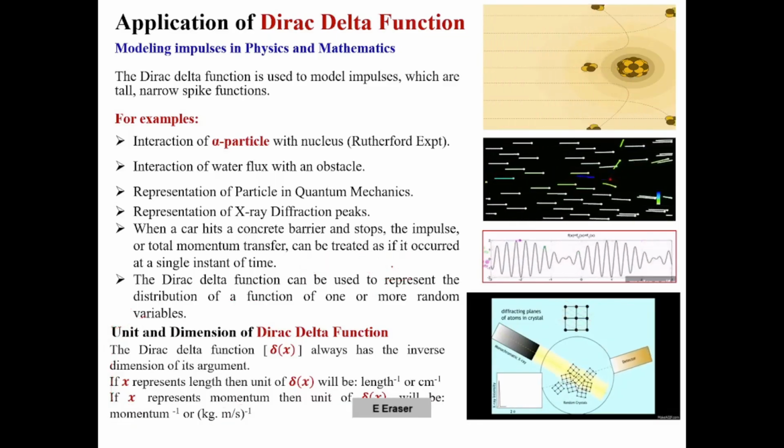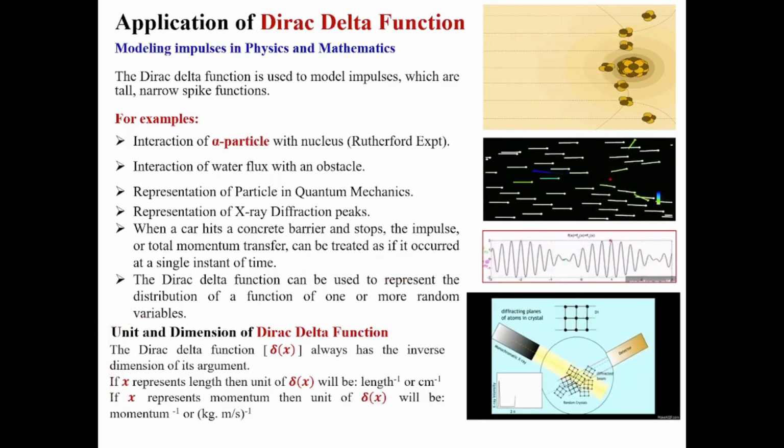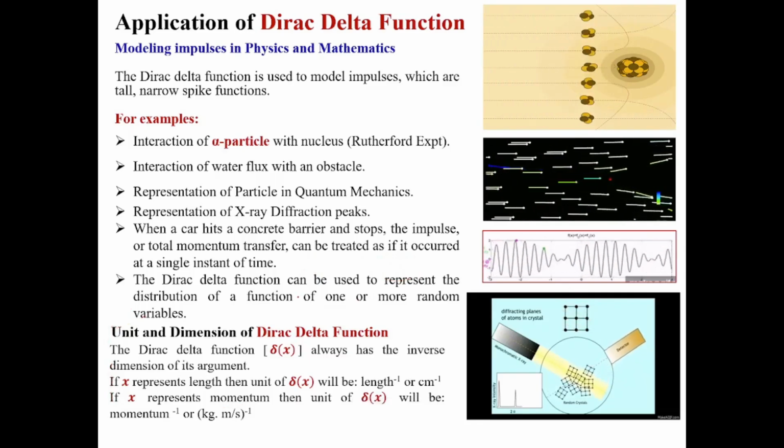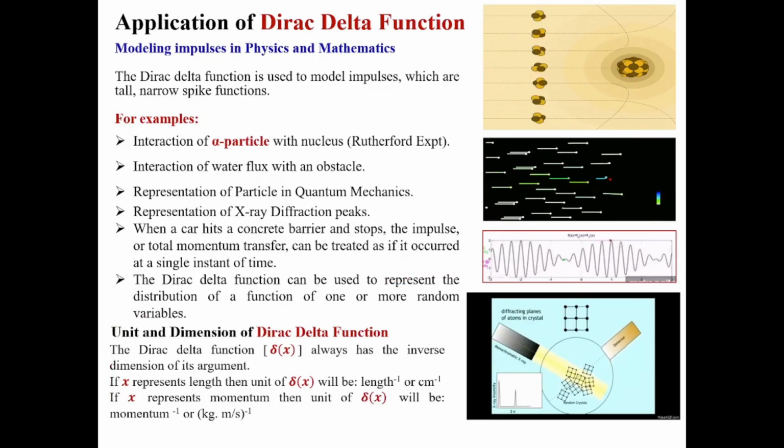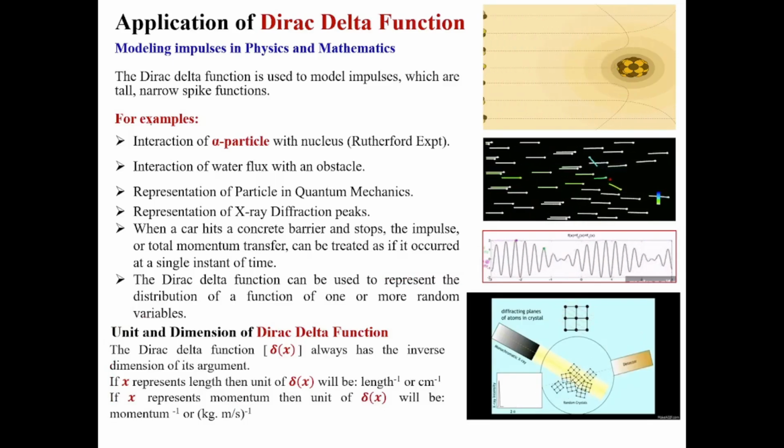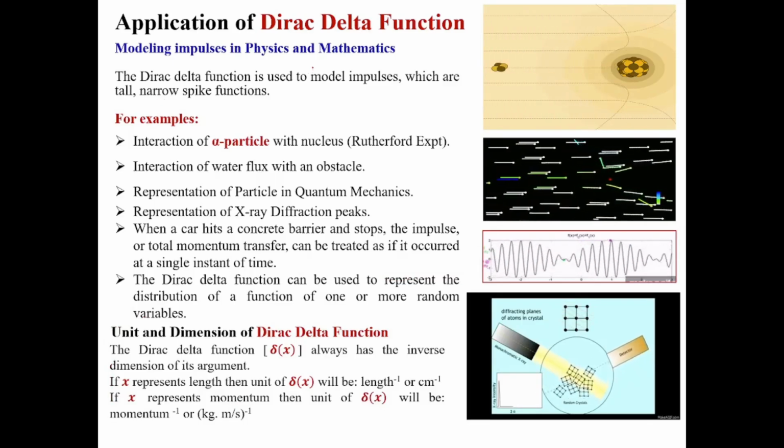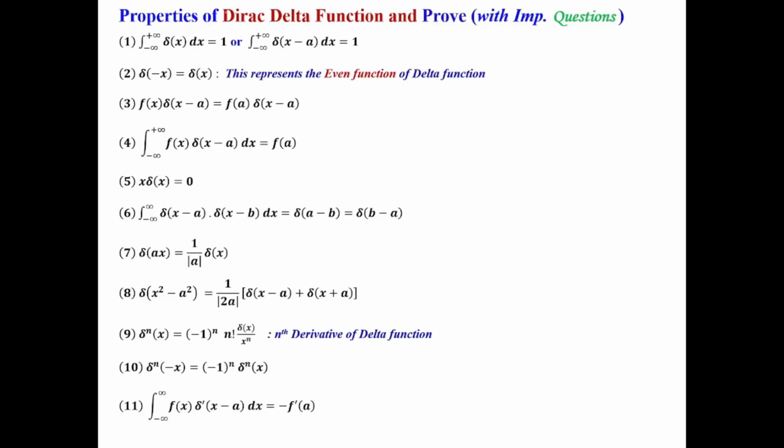Okay, so in this class we discussed the representation of the Dirac delta function with various functions and the applications of the Dirac delta function. In the next class, we are going to discuss the properties of the Dirac delta function and their proofs, with important questions on the corresponding properties.